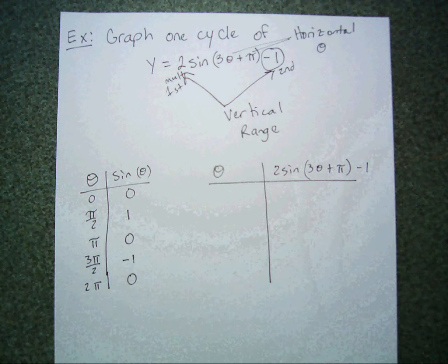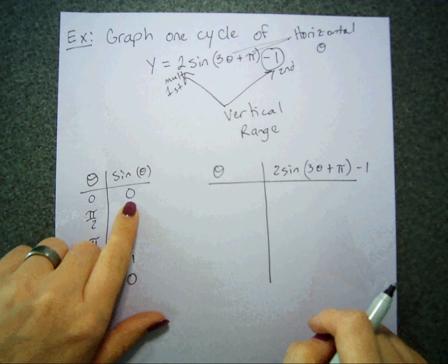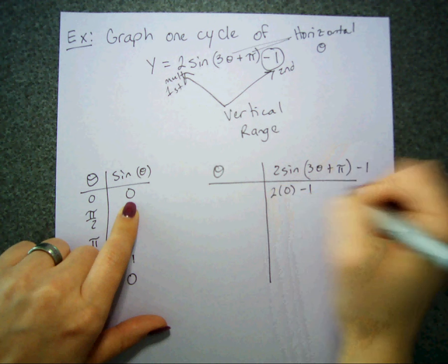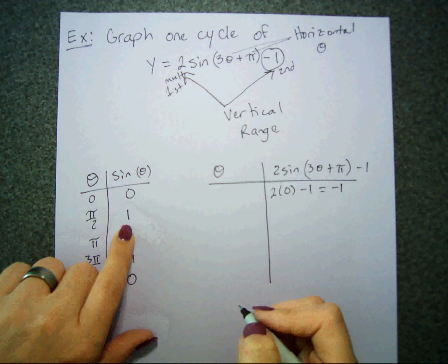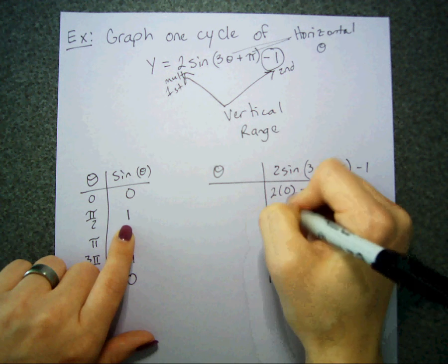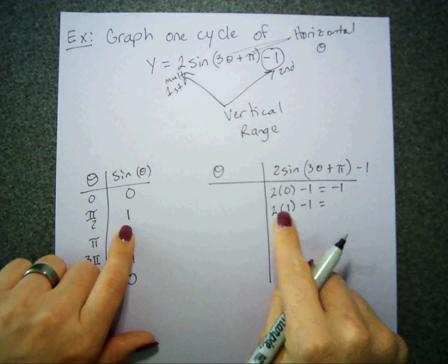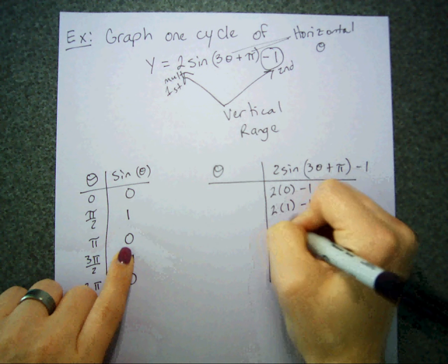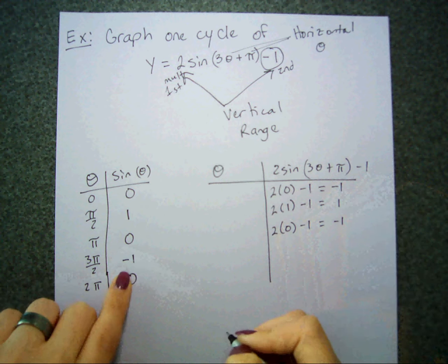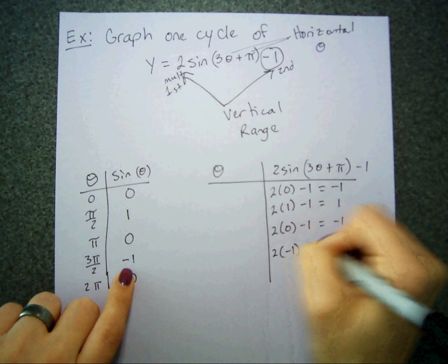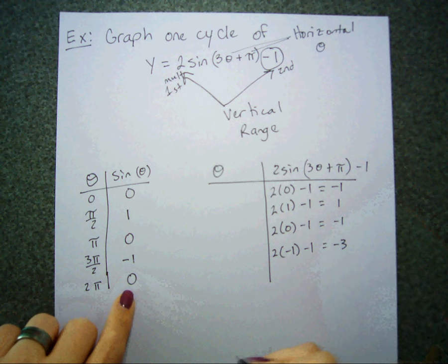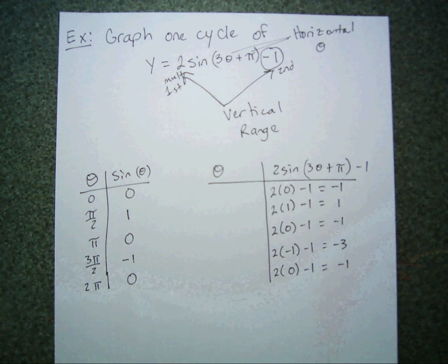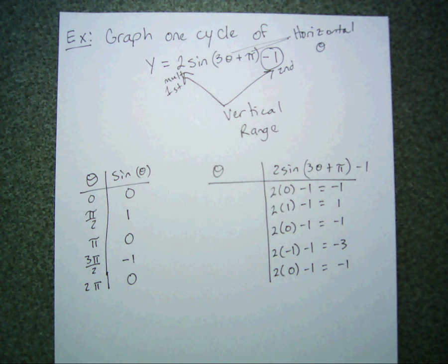All right, so my new y values, I'm going to multiply by 2 and subtract 1. So I have 2 times 0 minus 1 gives me -1. And then I'm going to multiply by 2 again. So 2 times 1 minus 1, 2 minus 1 gives me +1. And then same thing. 2 times 0 minus 1 gives me -1. 2 times -1 minus 1 gets me -3. And last, 2 times 0 minus 1 gives me -1. So there we go. I have my new y values.